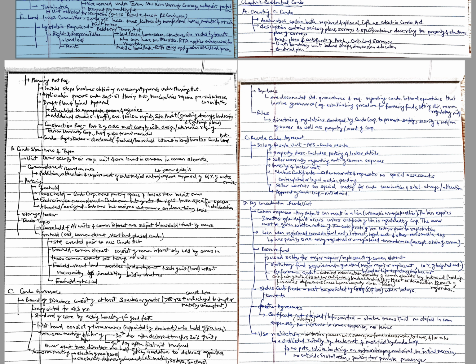Status certificate. The seller warrants and represents that no special assessment is contemplated or any legal actions pending. The seller also warrants that no special meeting for condominium termination or any substantial changes or alteration has been convened, and approval of the condominium corporation is required, otherwise this agreement becomes null and void.